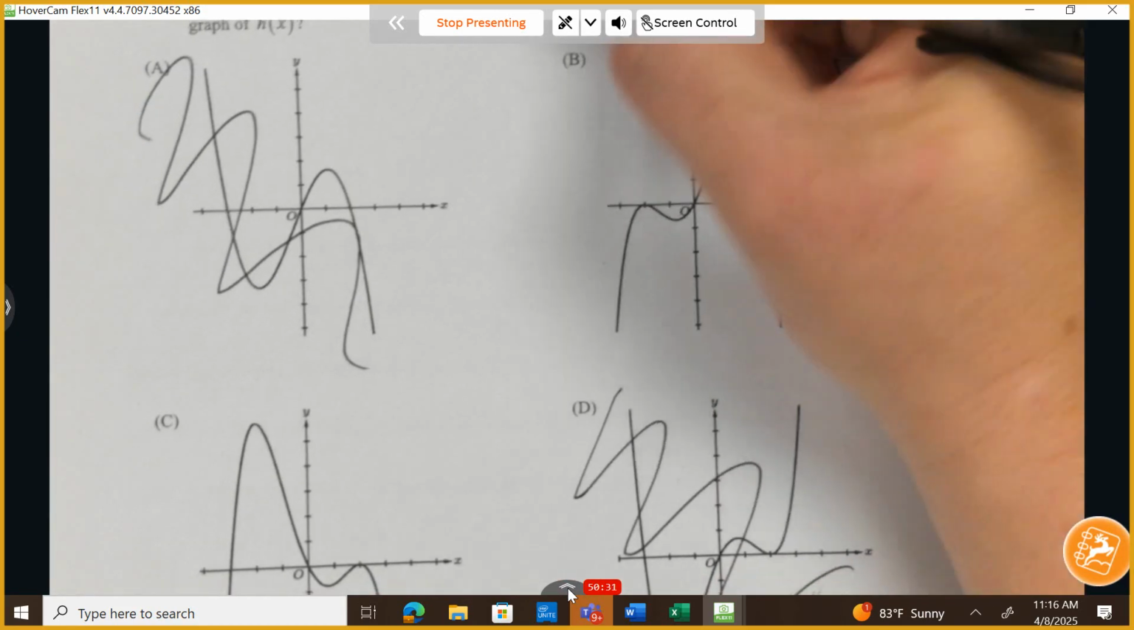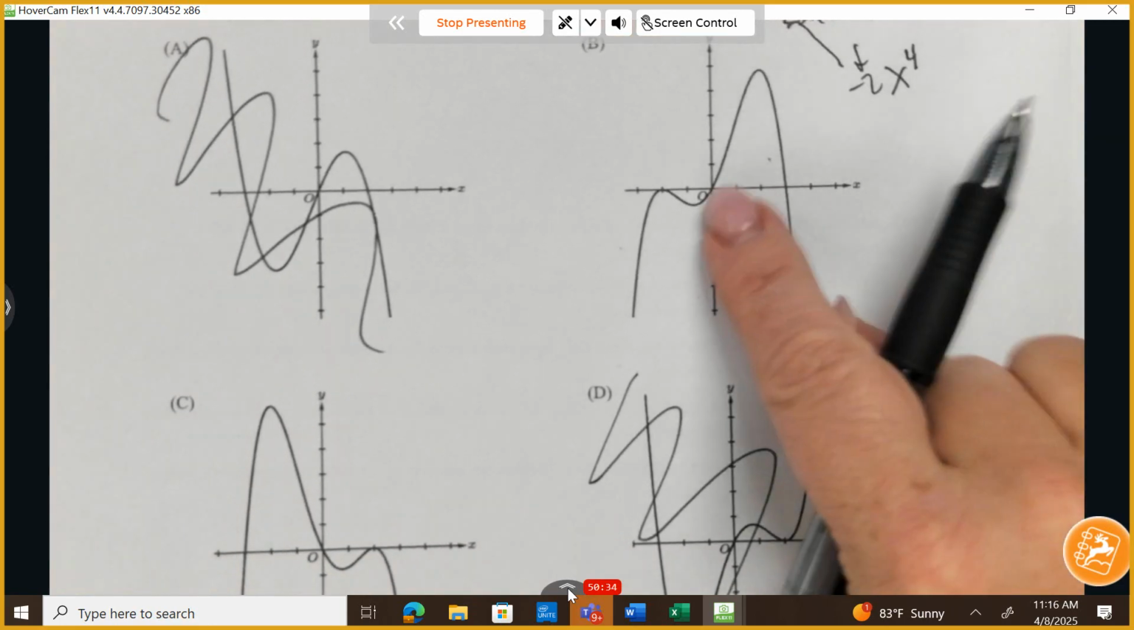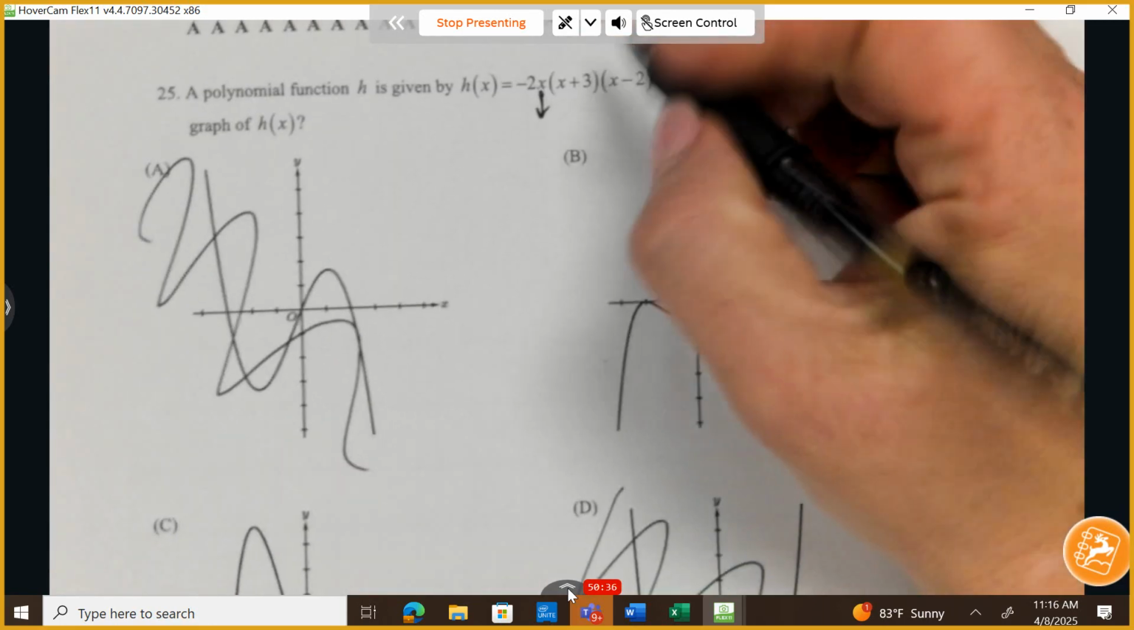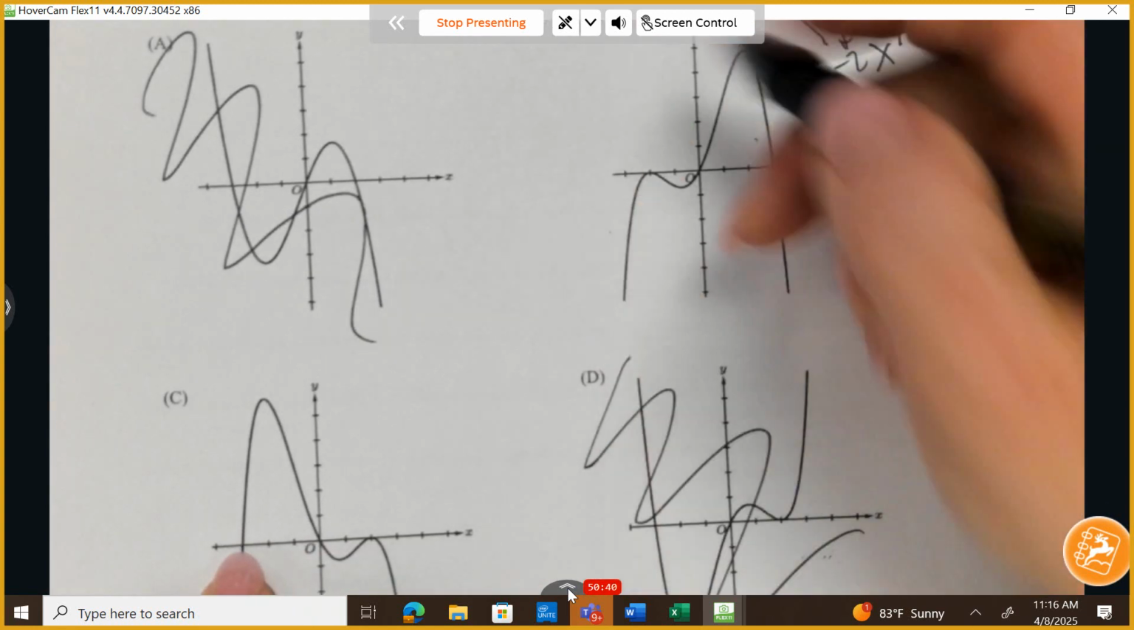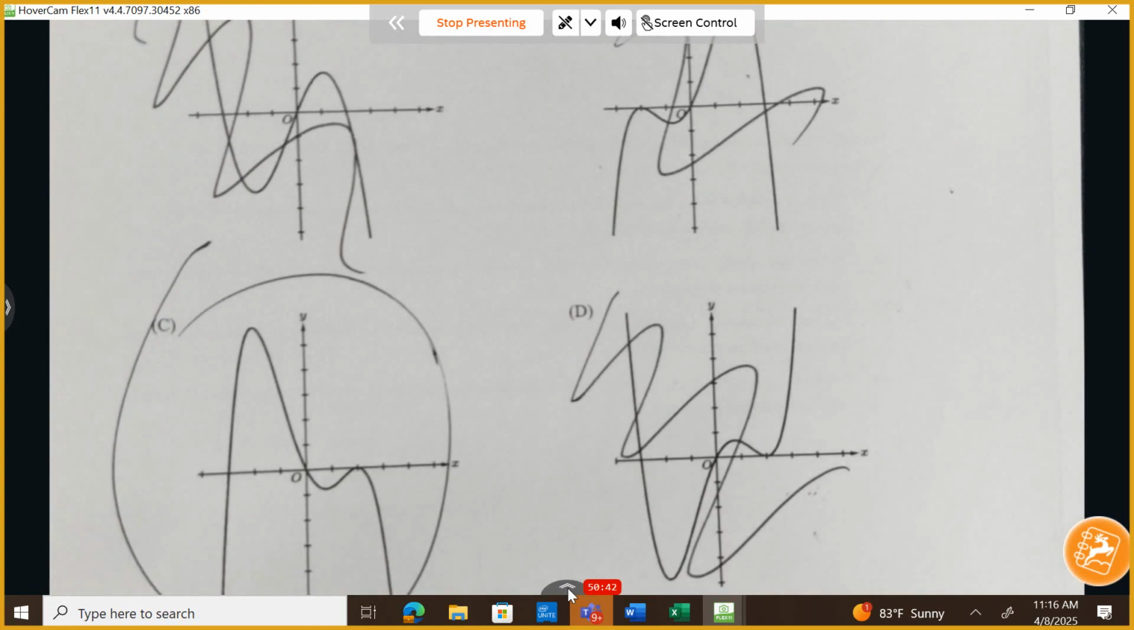Now I go back to what I know. I know 0 should be, okay, I've got a 0, I've got a 0, okay? I know that x equals -3 should be, okay, that's good. This is not good. Correct answer is C.